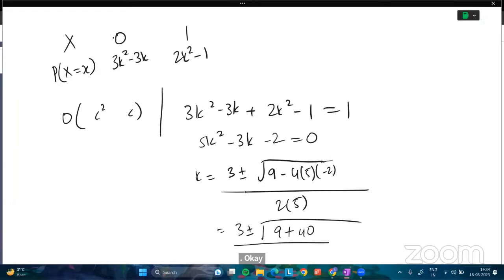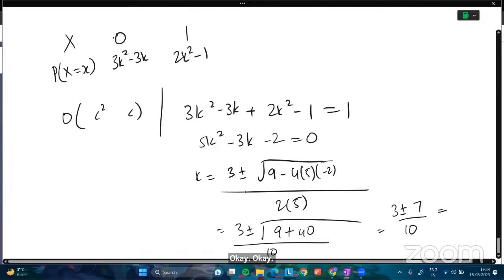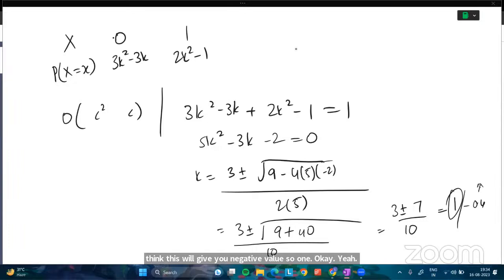You have done an example. Yeah, so 3 minus 7 will be negative. Well, okay, 3 plus 7 by 10 is 1, and 3 minus 7 by 10 will be minus 0.4. I think this will give you a negative value, so 1 will be the answer. Anything else, Priyadarshini?